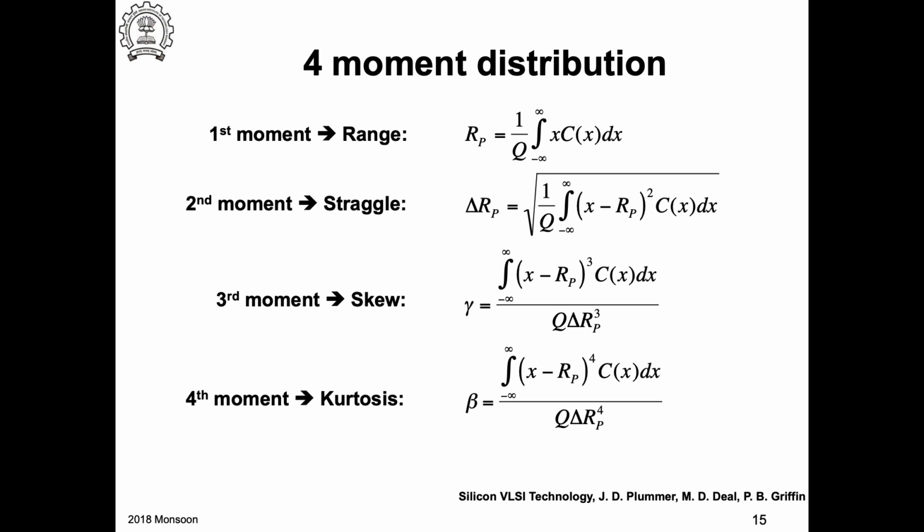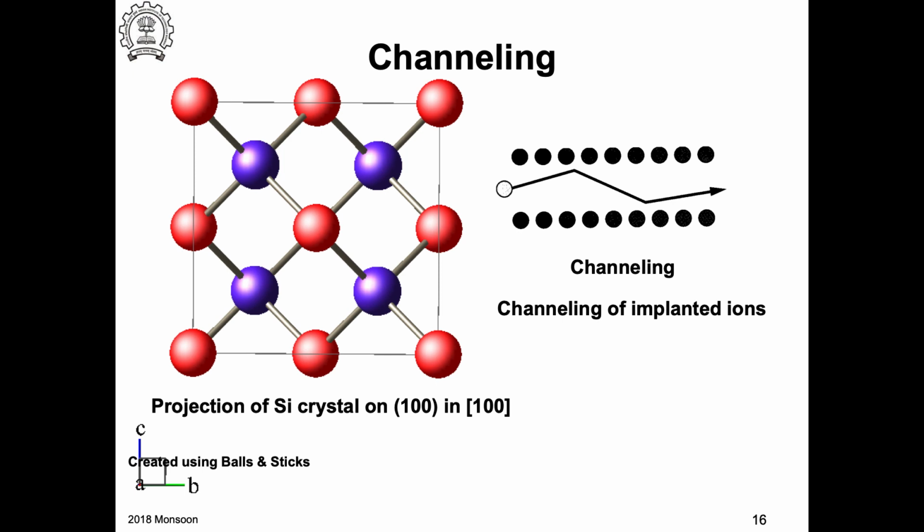Now the other problem in implantation is channeling. By the way, SRIM would do the simulation of implantation into amorphous material, not crystalline materials. In crystalline materials, there are certain other aspects, for example, channeling. This is something we have seen in our module on crystal growth. This is the silicon crystal, a projection of the crystal, and you are looking at the 100 direction.